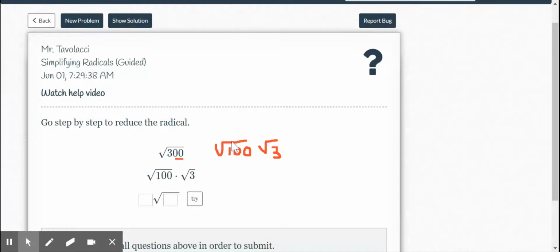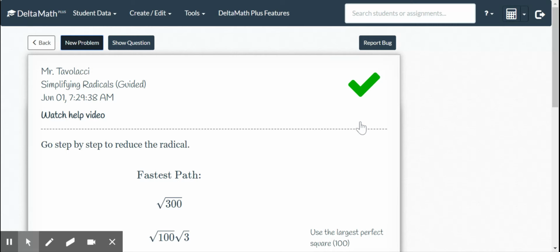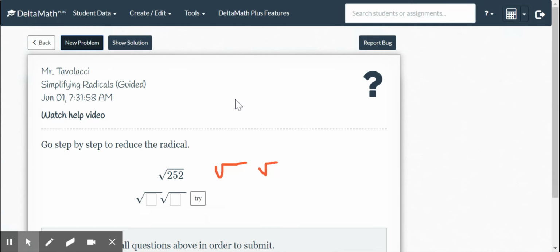Okay, now one of those factors is a perfect square while the other one is not. So square root of 100 is going to give me 10, and square root of 3 we can't take, so we leave that underneath the radical symbol. Okay, and that looks good so far. Now it tells me to submit. Okay, and we're good. We're on to the next one.